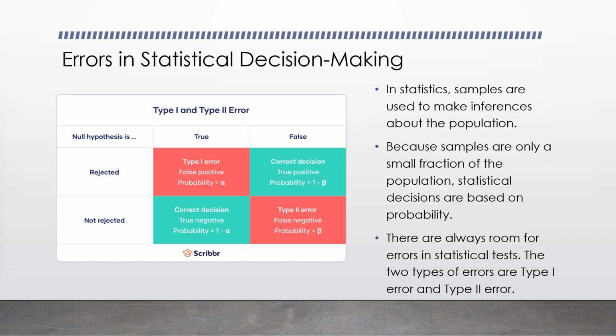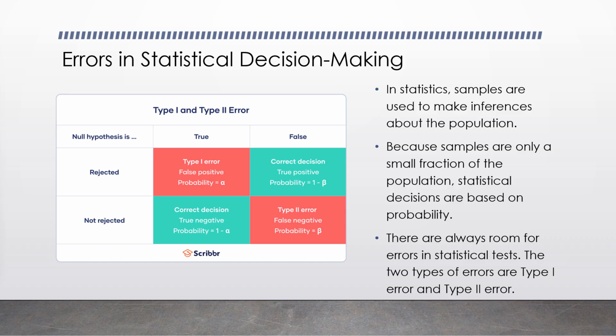The chart on the left shows the four possible outcomes when we make a decision in hypothesis testing. If the null hypothesis is true, but we reject it, this is a false positive, also known as a type 1 error. The probability of making a type 1 error is the alpha value that we set proactively. On the other hand, if we decide not to reject a true null hypothesis, that is a correct decision. The probability of this true negative outcome is 1 minus alpha.